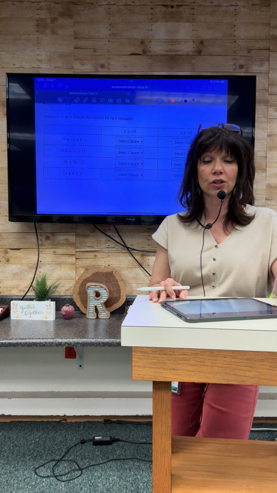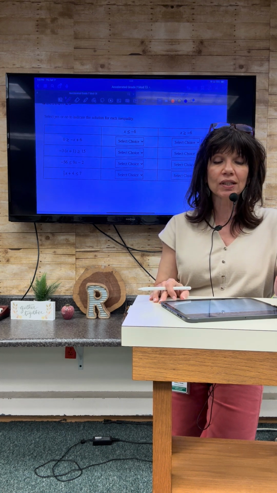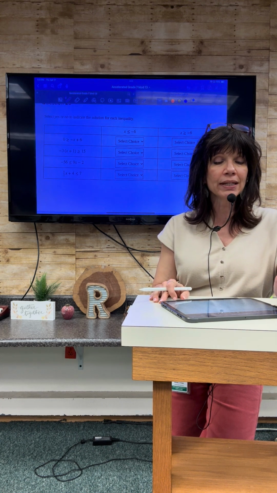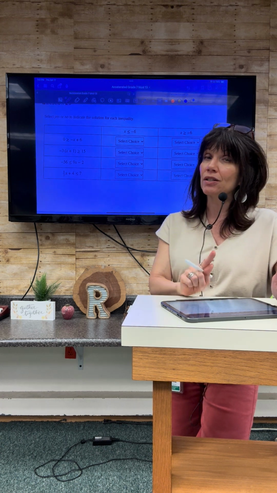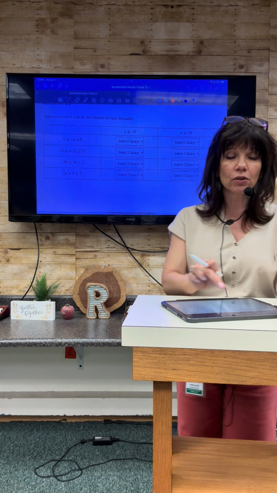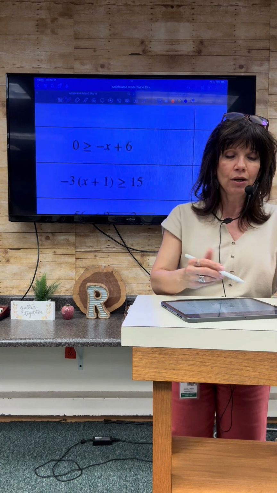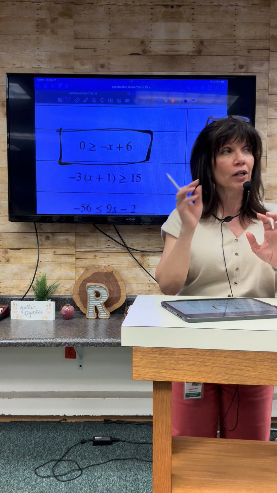You definitely want to look at question 29. You will select yes or no to indicate the solution for each inequality. It's been a minute since we solved inequalities. So let's look at our first inequality right here. Now, first of all, let me explain this.